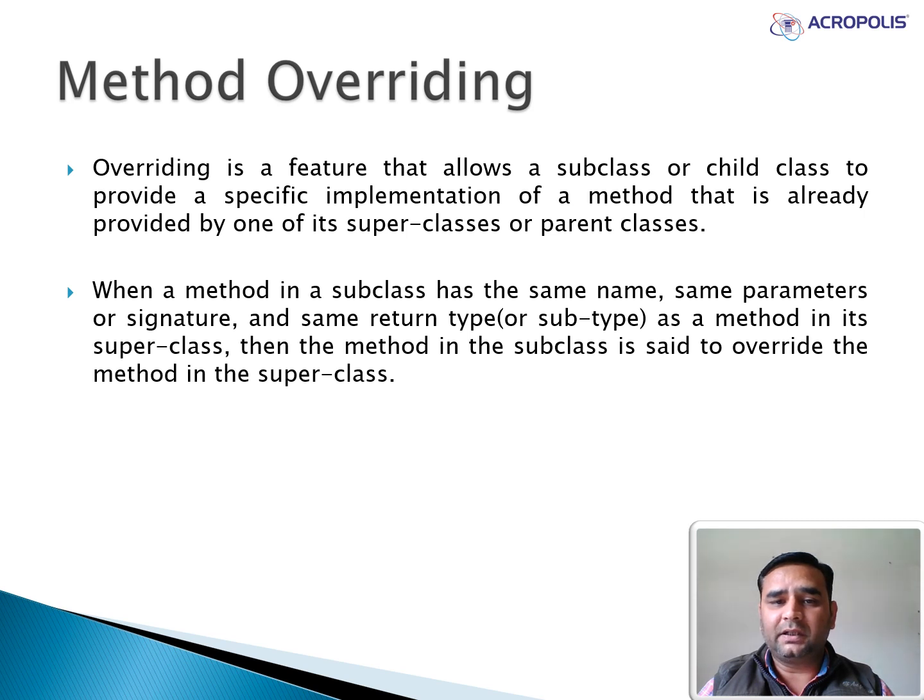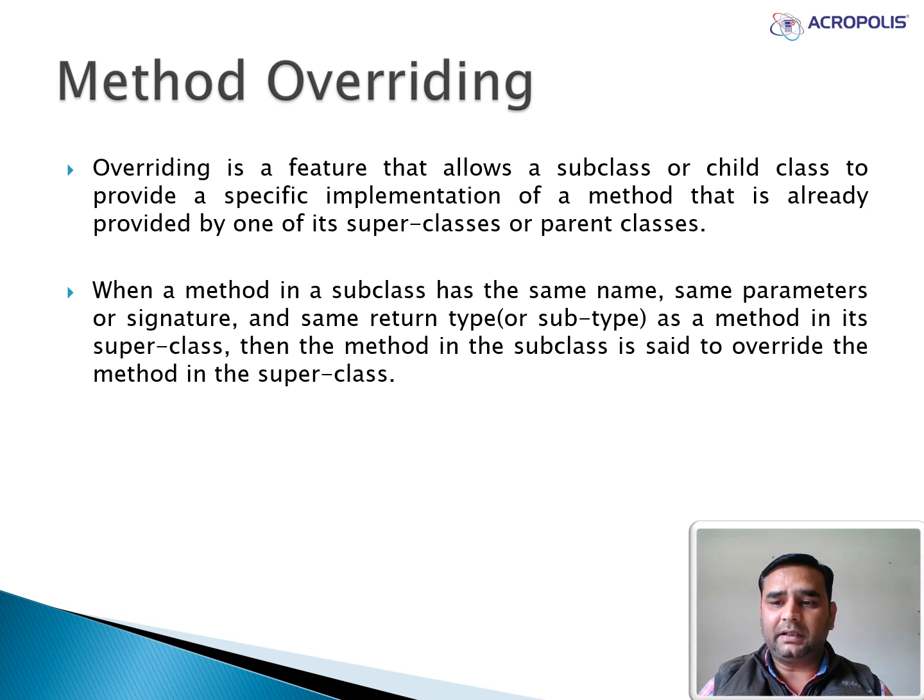It is a feature that allows a subclass or a child class to provide a specific implementation of a method that is already provided by one of its superclass or parent class. Whenever we have defined a method in a parent class or superclass, and again we define the same method in its subclass with the same name, same parameters, and same return type, it is called method overriding. Here the name, parameters, and return type of the method will be the same, but their implementation will be different. So when a method in a subclass has the same name, same parameters or signature, and same return type as a method in its superclass, then the method in the subclass is said to override the method in the superclass.